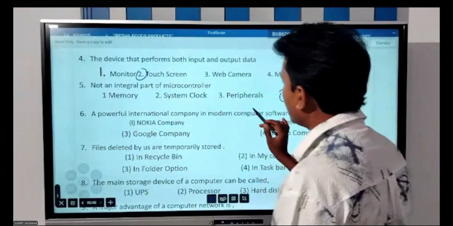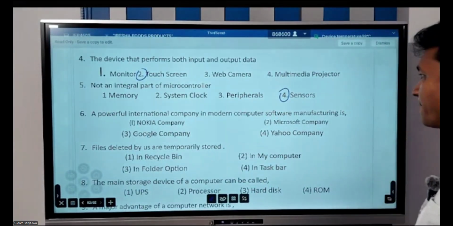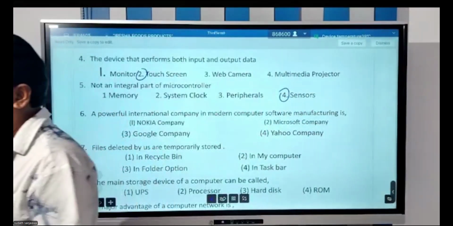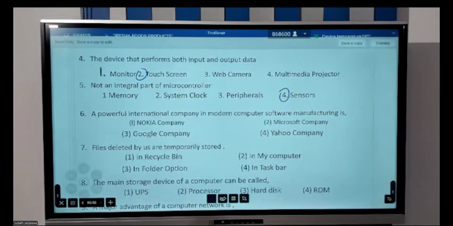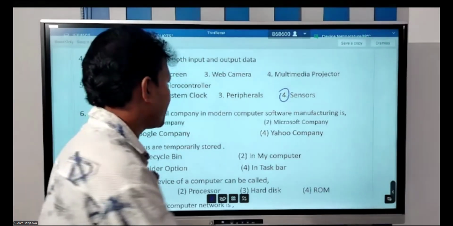A powerful international company in modern computer software manufacturing is Nokia, Microsoft, Google, Yahoo. The Microsoft company. Yes, Microsoft company.